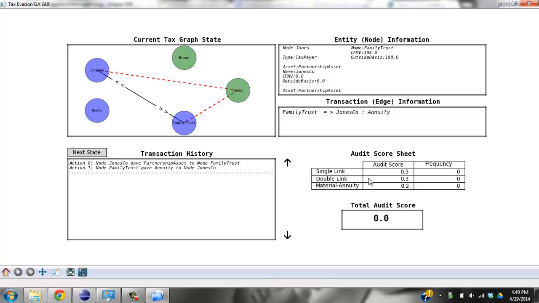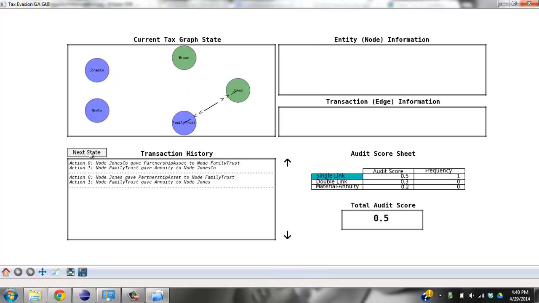So what we see here is the first transaction is between Family Trust and Jones Co. Family Trust gives an annuity to Jones Co. And then Jones Co. gives a partnership asset to Family Trust. And so that's the first transaction, nothing suspicious there.